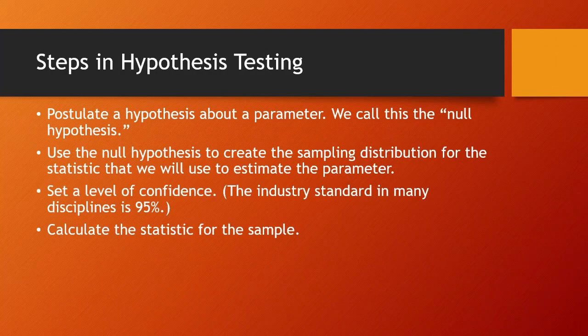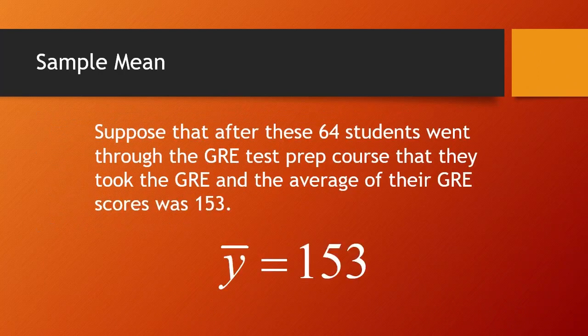Once we've done that, we now calculate the statistic for the sample. That is, we actually collect the data and calculate the mean. What is the sample mean? Well, let's suppose that in our example, after these 64 students went through the GRE test prep course, they took the GRE, and the average of their GRE scores was 153. So our sample mean is 153.